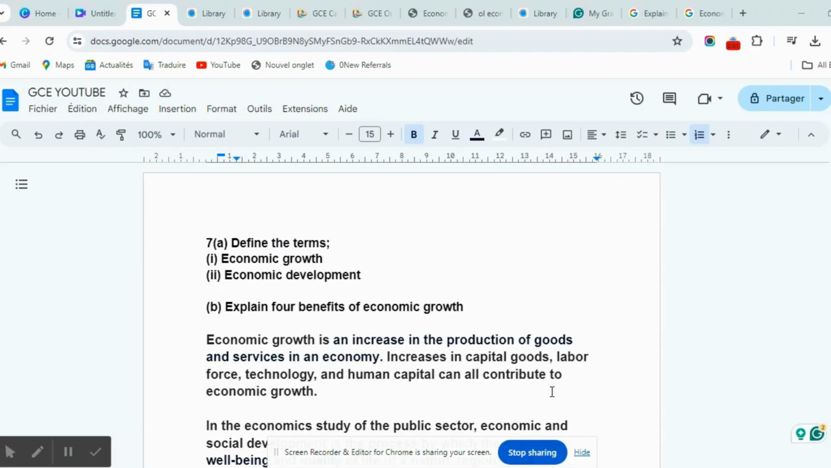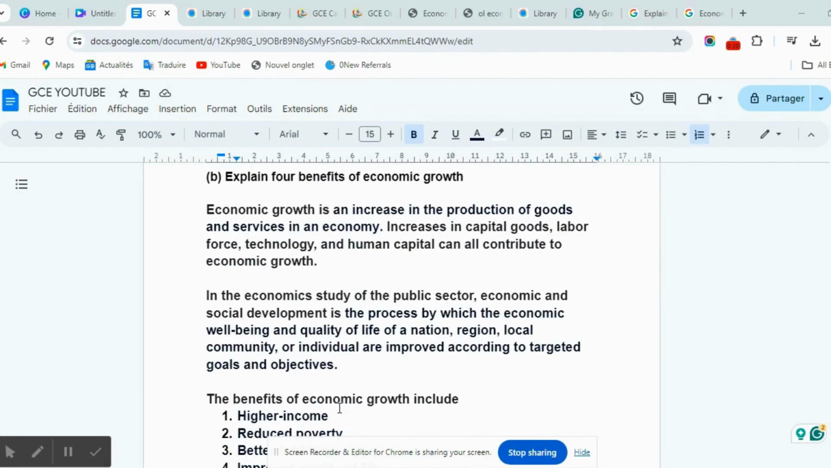So the next question says, define the terms economic growth, economic development. Explain 4 benefits of economic growth. Economic growth is an increase in the production of goods and services in an economy. Increases in capital goods, labor force, technology, and human capital can all contribute to economic growth.